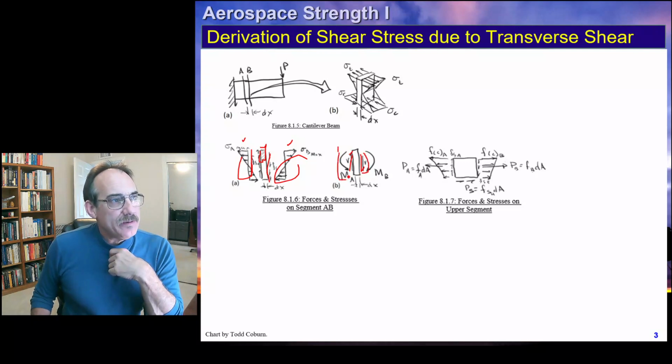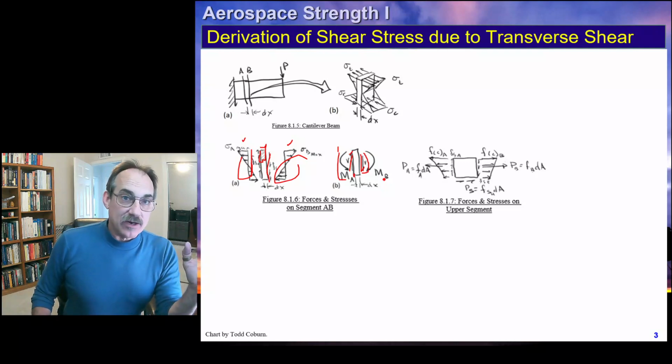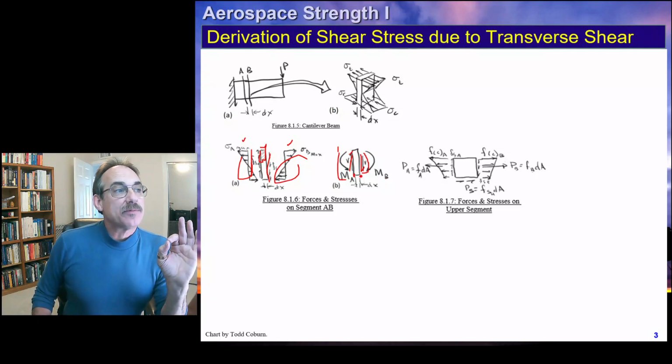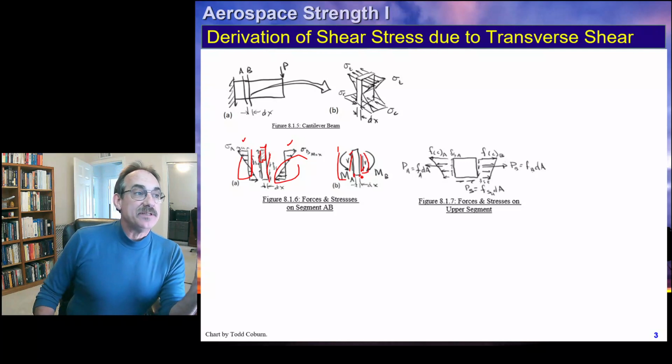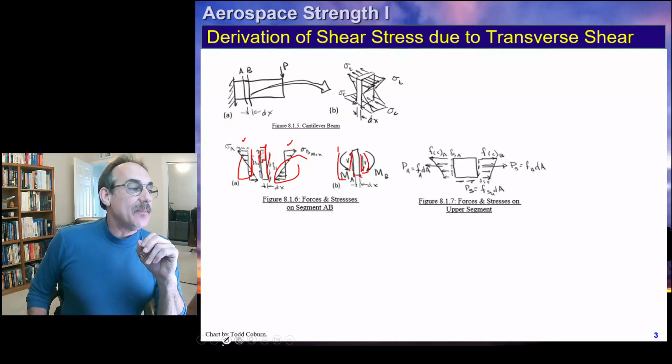If we sum our moments about A, we would get the moment at B plus V times delta X minus the moment at A, which equals 0. Or if we took the sum of moments right over here at B, we would get the moment at B plus that V times dx minus the moment at A. No matter where we sum it, we have to have equilibrium.